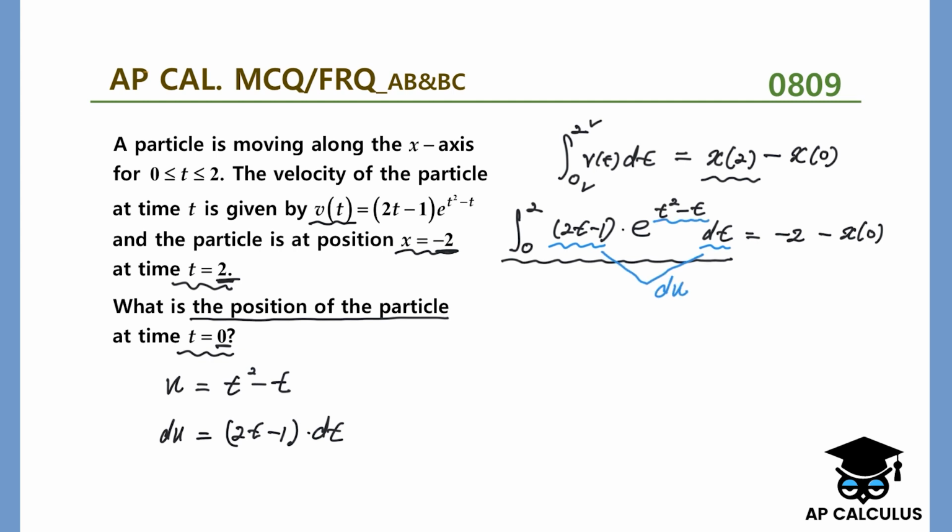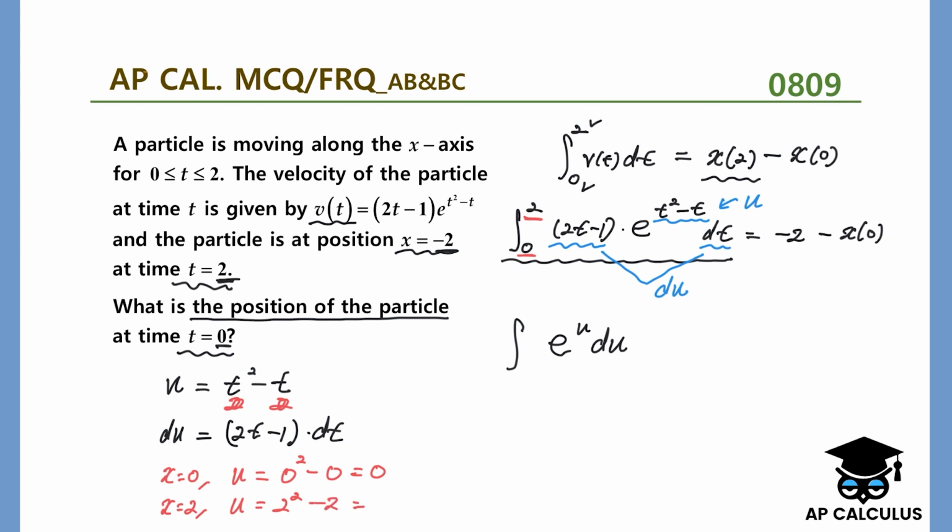And here t squared minus t, that's our u, right? So that's going to be e to the u du. And when t is 0, u is 0 squared minus 0, which is 0. When t is 2, our u is 2 squared minus 2, which is equal to 4 minus 2. That's 2, right? So our lower limit is 0 and our upper limit is 2 here, right?